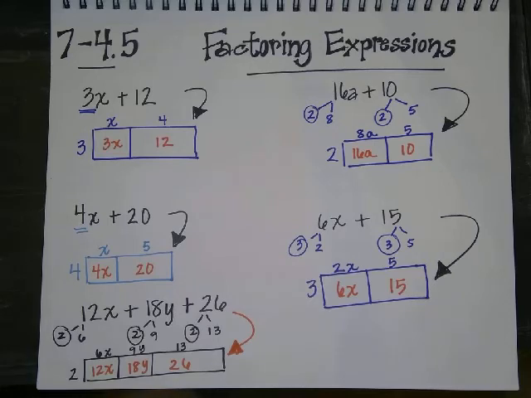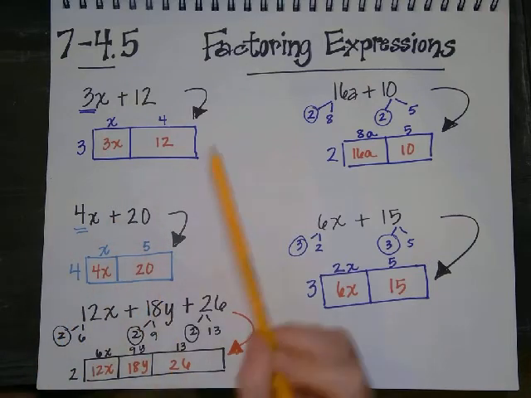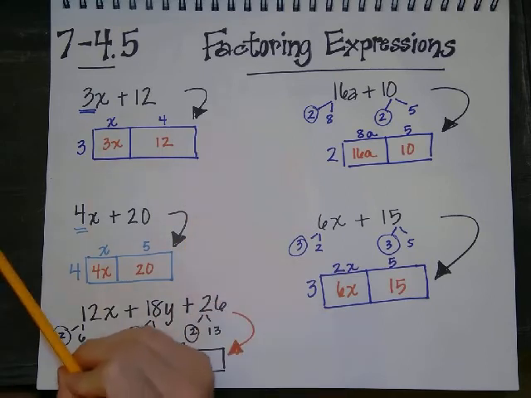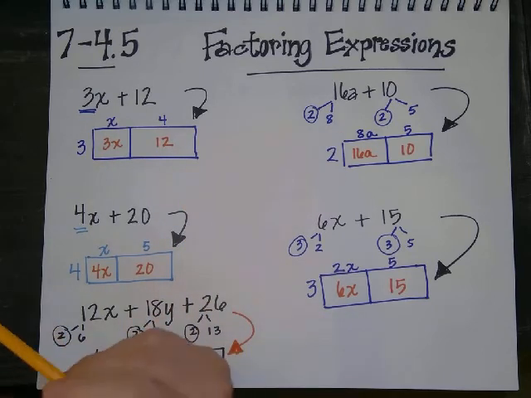I'm going to talk about grade 7, section 4.5. And this is a lot like 4.3 and 4.4 that we just talked about. In those sections, we went from factored expressions to expanded form. And here we're kind of going backwards. So you have to think of it another direction.